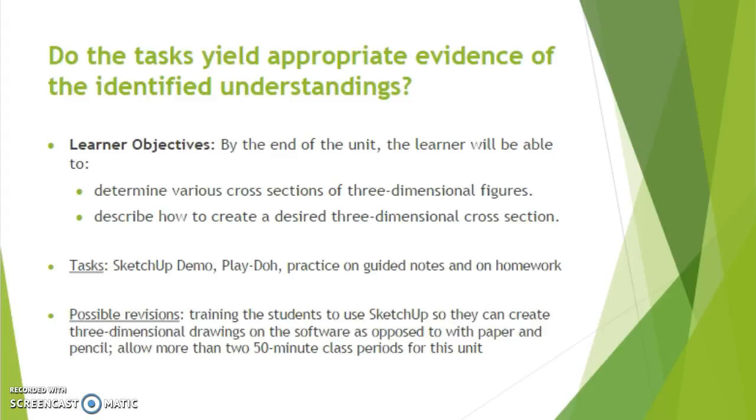The second set of learner objectives were, by the end of the unit, the learner will be able to determine various cross-sections of three-dimensional figures and describe how to create a desired three-dimensional cross-section. Again, I was able to use the SketchUp software for that, which I'll show you in a moment. I was hoping to do Play-Doh with this because I've done it in the past, and I have the students make three-dimensional shapes and then cut through the Play-Doh to explore the cross-sections.